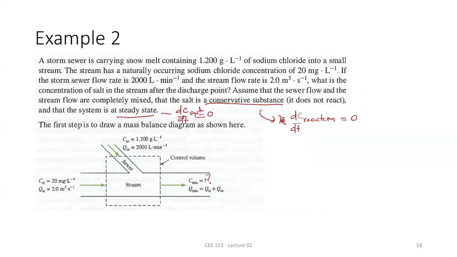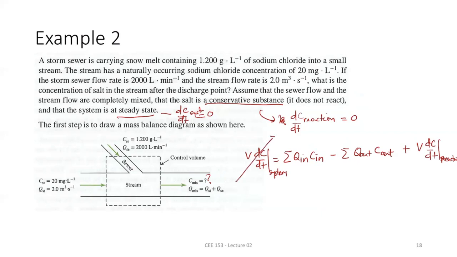So if you see the original mass balance equation, that's V dC by dT equal to the sum of Q in, C in, minus the sum of Q out, C out. And then there is a reaction term, which is going to be zero because we didn't have one. I'm going to write it for the sake of it. So volume times dC by dT in the system. This is reaction. This is system. System means within that box. All right, so we know that because of steady state, the left side is zero, and this reaction side is zero. So we end up having this term.